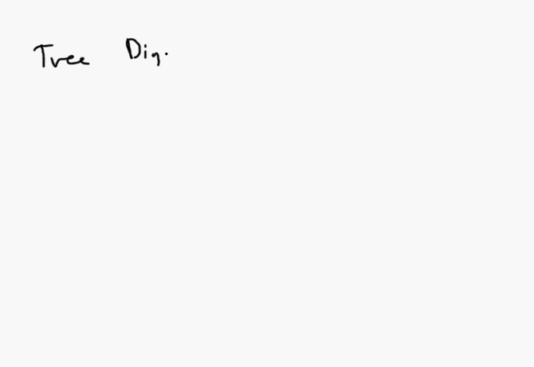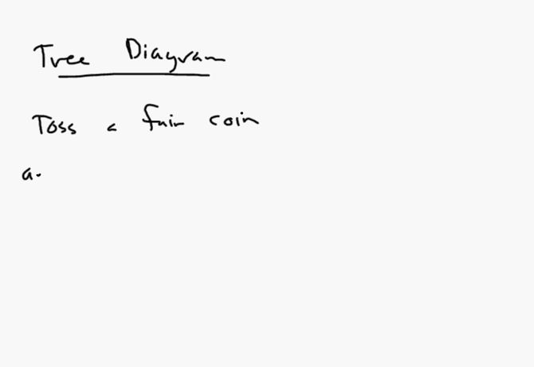Oop, hold on a second. And the tree diagram is a way to list all possible outcomes. So let's say we're going to do the following. We're going to toss a fair coin and roll a fair die.